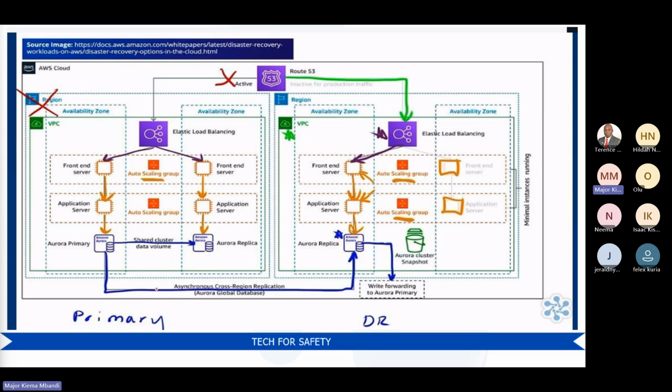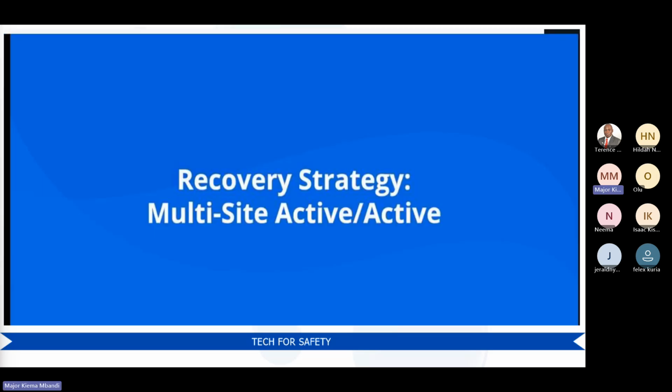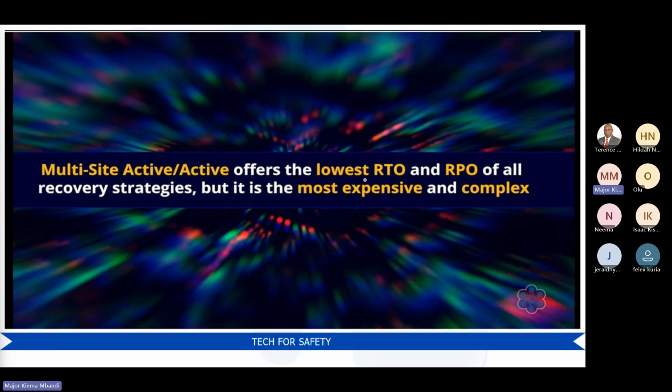So I think we move to the next one, the disaster recovery strategy, and it is the last one. It's called multi-site active. Of course, as we move down, complexity increases. So this is the most complex, but it offers the lowest RTO and RPO of all recovery strategies. It is the most expensive and most complicated.